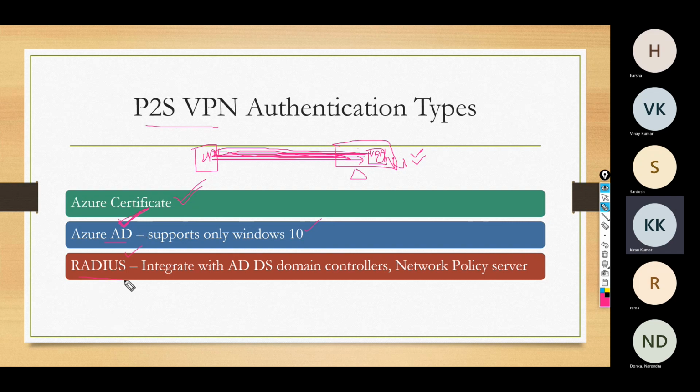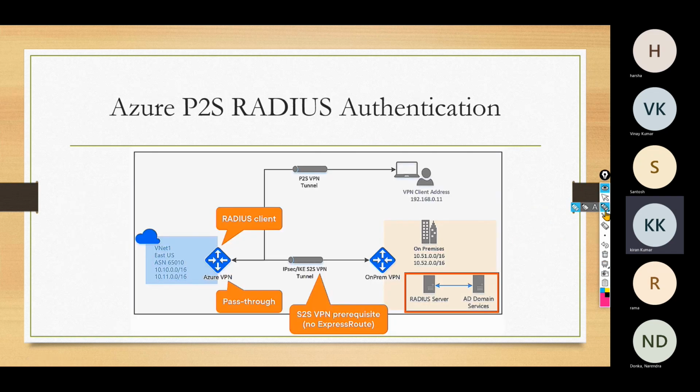And coming to RADIUS authentication, it's a kind of network device, guys. This RADIUS server you need to configure in your on-premises environment. That RADIUS server you need to integrate with the on-premises Active Directory domain controller, and you need to create a site-to-site VPN from your on-premises to the Azure platform.